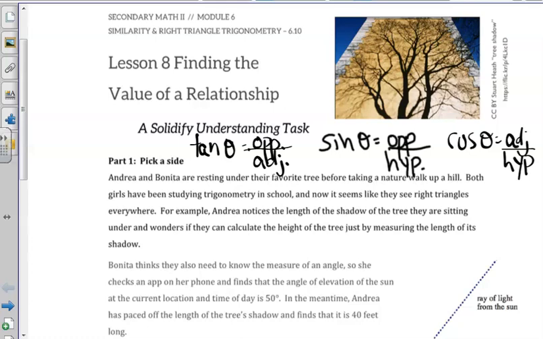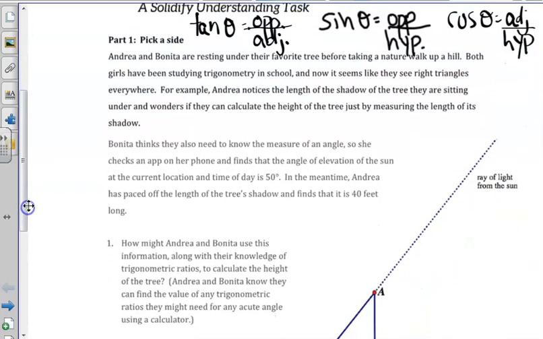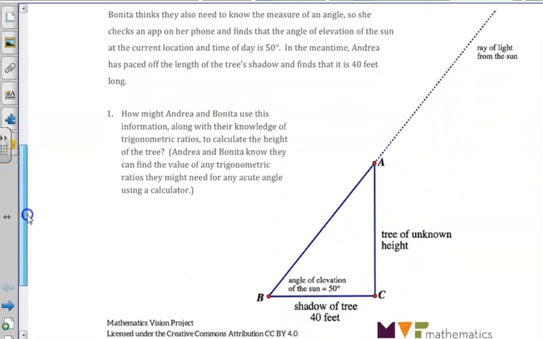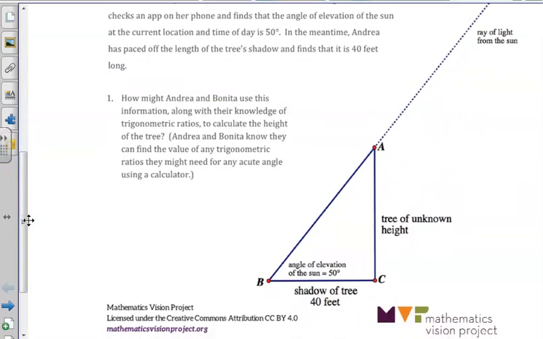We are first given a scenario in part 1 of this lesson where Andrea and Bonita are resting under their favorite tree. We are told that the angle of elevation to the sun is 50 degrees. Therefore, this here is our reference angle. And the length of the shadow of the tree is 40 feet, as shown in this diagram. We are then asked if they would be able to calculate the height of the tree using our current knowledge of trigonometry. So the height of the tree would be this side over here, x.